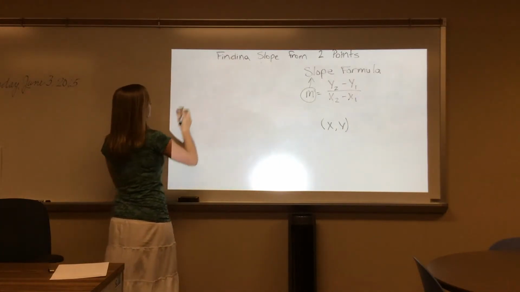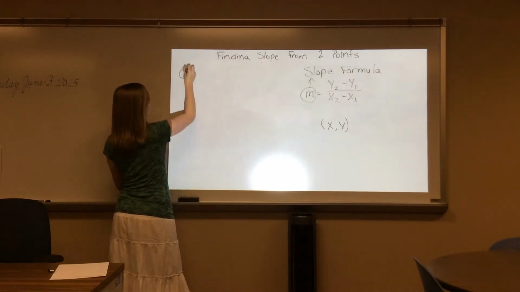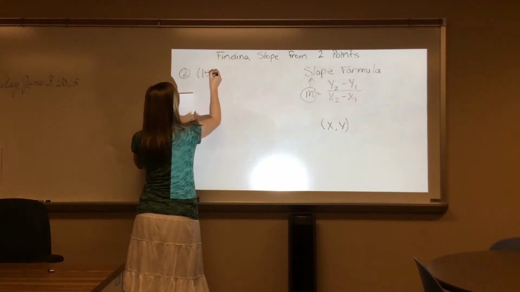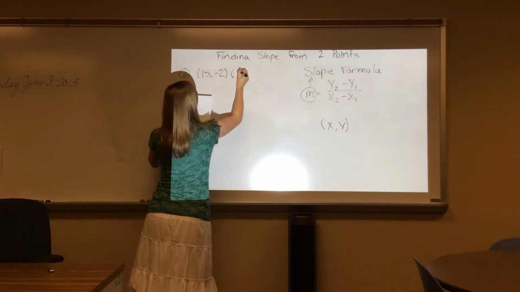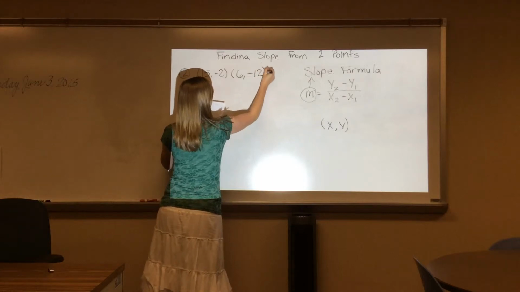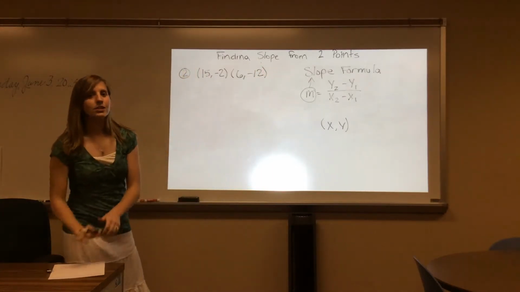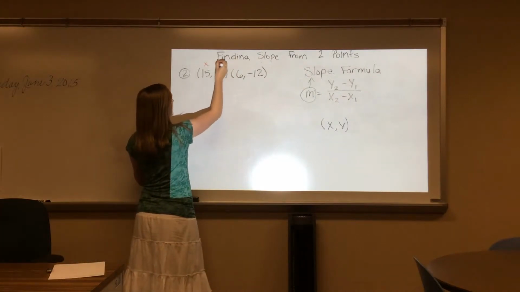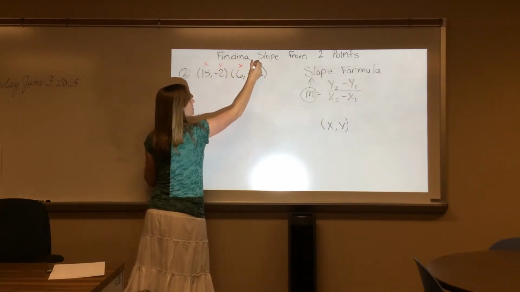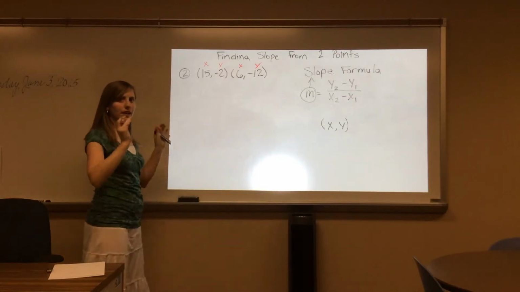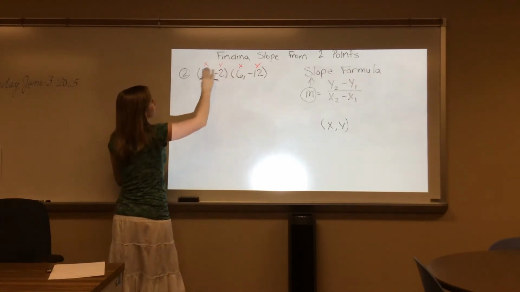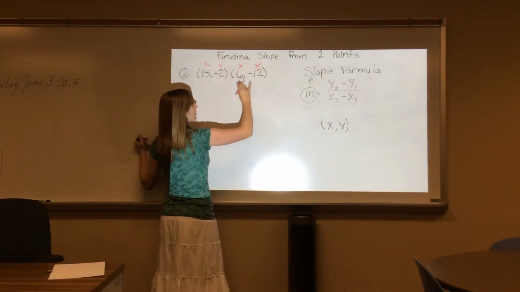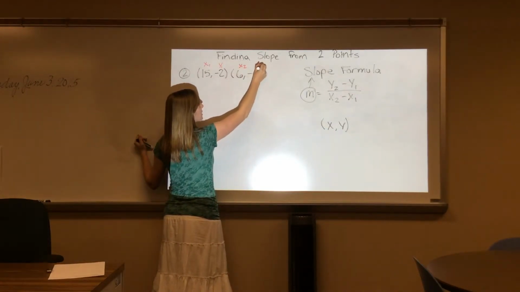All right, let's take a look at number 2. For problem number 2, we have 15, negative 2, and 6, negative 12. First thing we need to do is label our numbers. So I'm going to go through and say, okay, this is X, this is Y, this is X, this is Y. Remember, it's alphabetical order, X first and then Y. This is the first point of the problem, so these both have 1's next to them. This is the second point of the problem, so these both have 2's next to them.